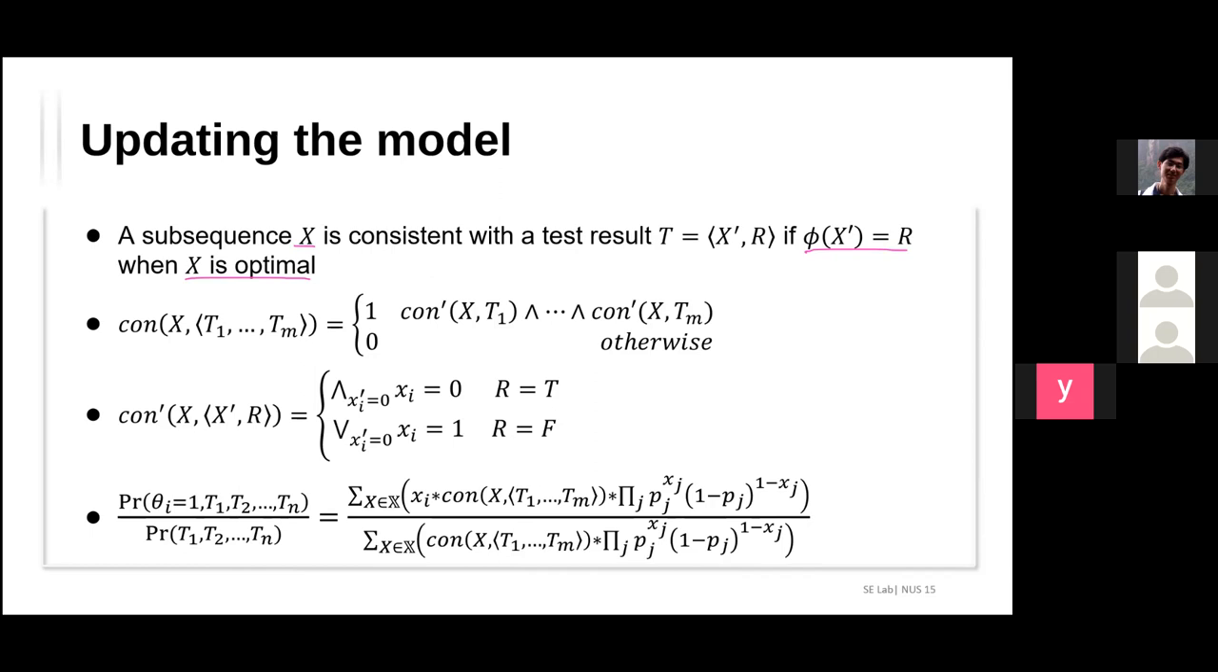Okay. Because this part here definitely took me a while to understand, because their idea of consistency, I think, is a bit different. Essentially, for this part, what they do is check whether the new subsequence is consistent with all the previous so-called test cases.